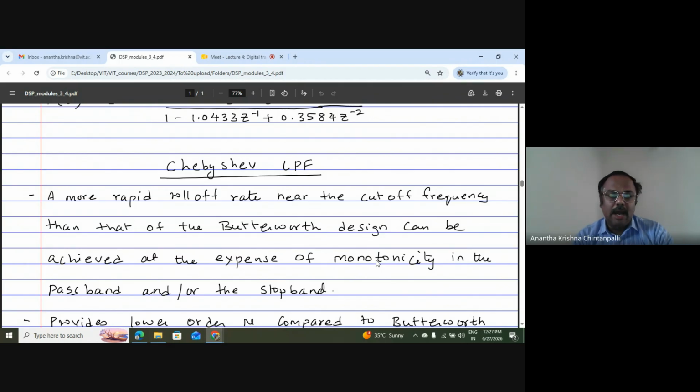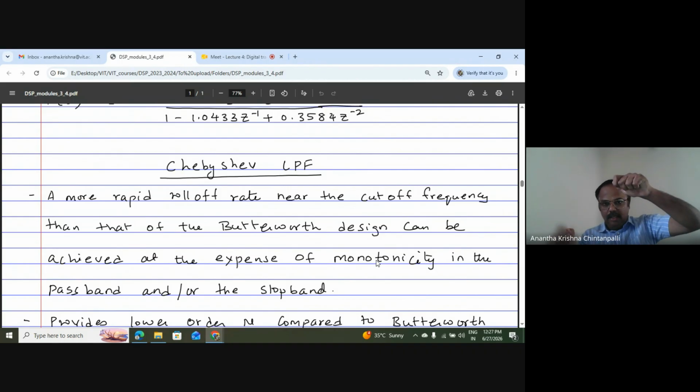A more rapid roll-off rate near the cutoff frequency, meaning that if there is a cutoff frequency at magnitude response of 1 over square root of 2, this more rapid roll-off rate than that of the Butterworth can be achieved at the expense of monotonicity in the pass band and/or in the stop band region. To make the slope near the cutoff frequency sharper, you can keep increasing the filter order for the Butterworth filter, but the issue with the Butterworth filter is that it has all poles.